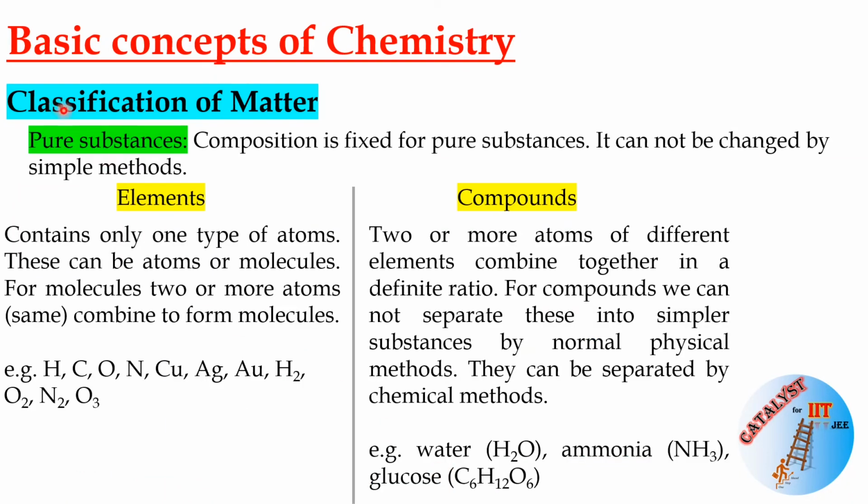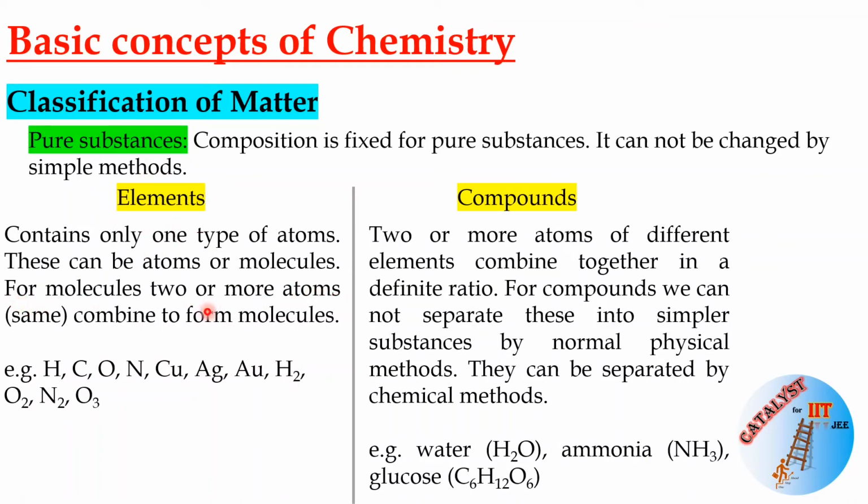Now let us understand what these pure substances are. In case of pure substances, the composition is fixed. It cannot be changed by simple methods. So what do we mean by this composition change? We will see now. There are two types of pure substances, as we already said, elements and compounds. In case of elements, it contains only one type of atoms, and these can be atoms or molecules both.